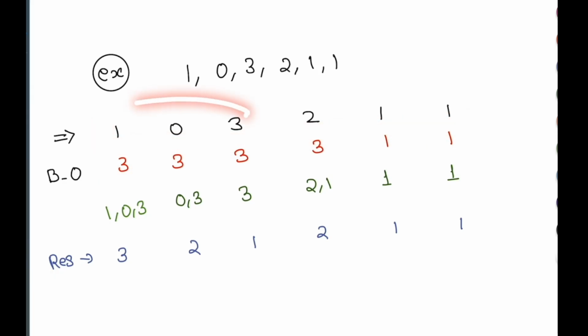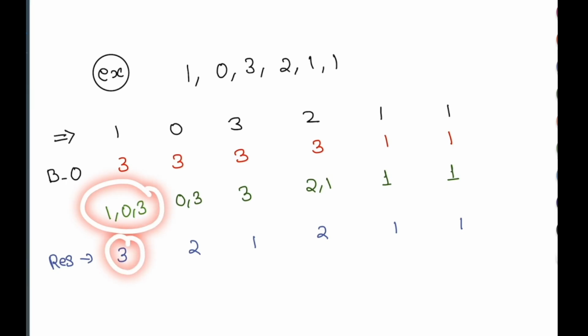Now we just considered 3 elements and still we find the bitwise OR as 3. So we can say that starting from this element, the maximum bitwise OR possible is 3, and the smallest subarray which can have the output as 3 is going to be 1, 0, 3. That's your smallest subarray. The length of this smallest subarray is 3.